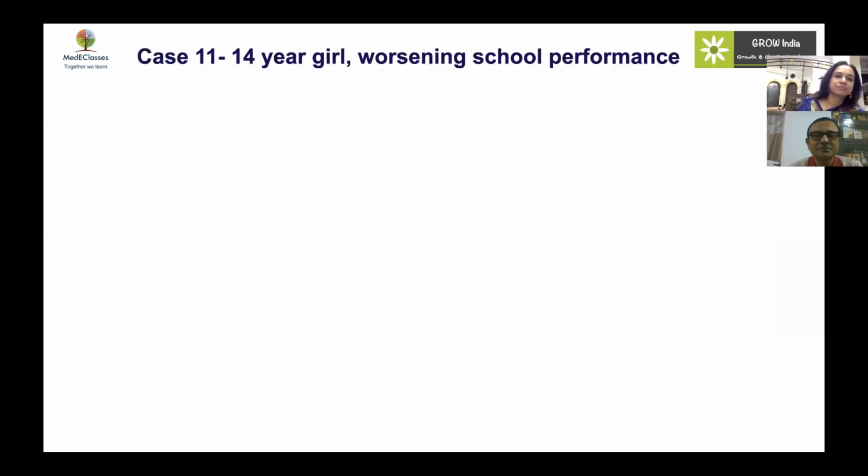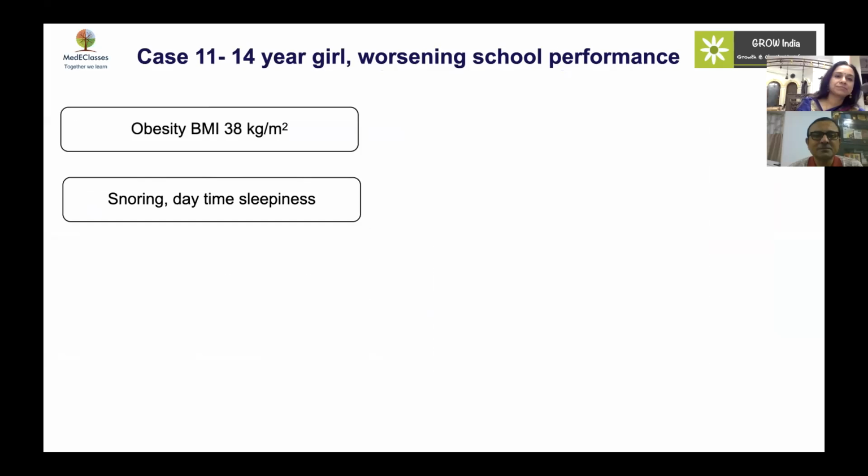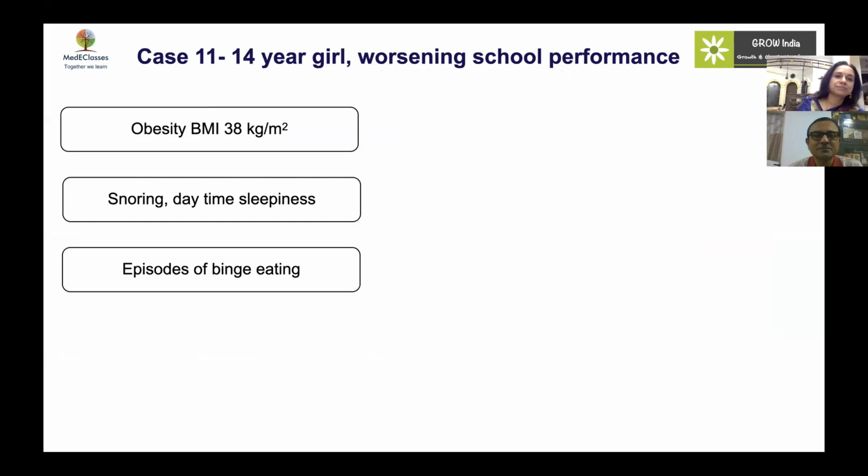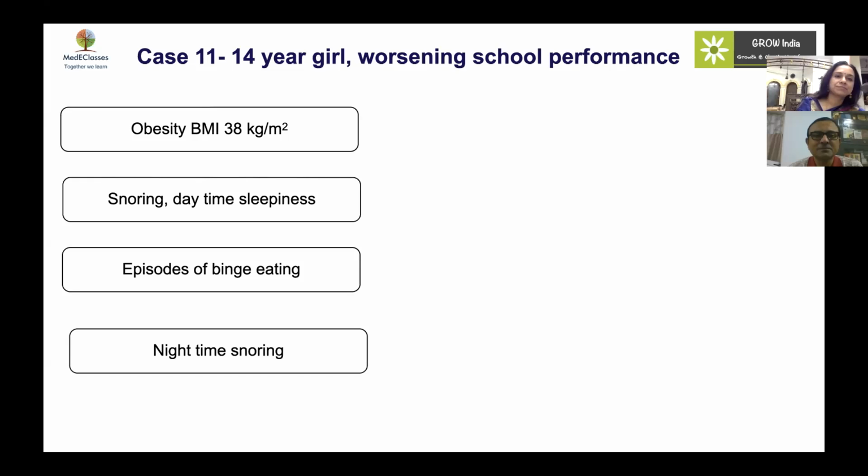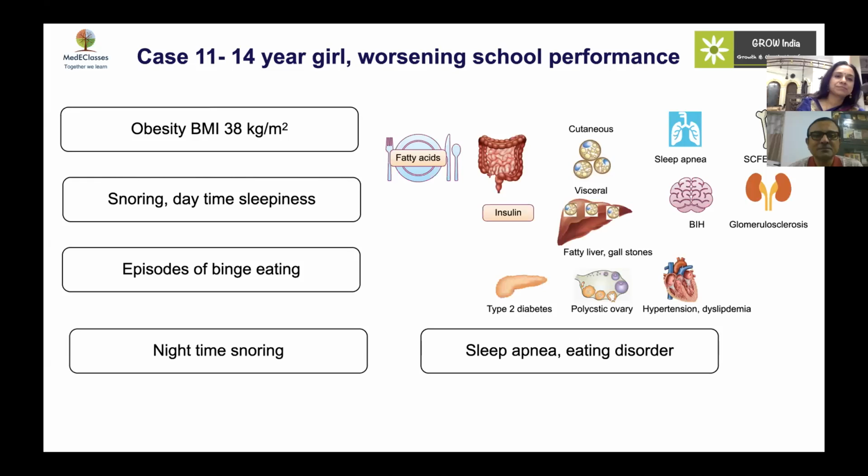Last case, a 14-year-old girl with worsening school performance. Obesity was there. She complained of snoring, daytime sleepiness, and episodes of binge eating. So a lot of these issues come up in terms of eating disorders, bulimia, and all those problems, which are very common. So it's not just a medical issue. You have to look at other psychosocial issues as well. And if you have snoring and daytime sleepiness, always think of sleep apnea. And this happened to be sleep apnea and an eating disorder.